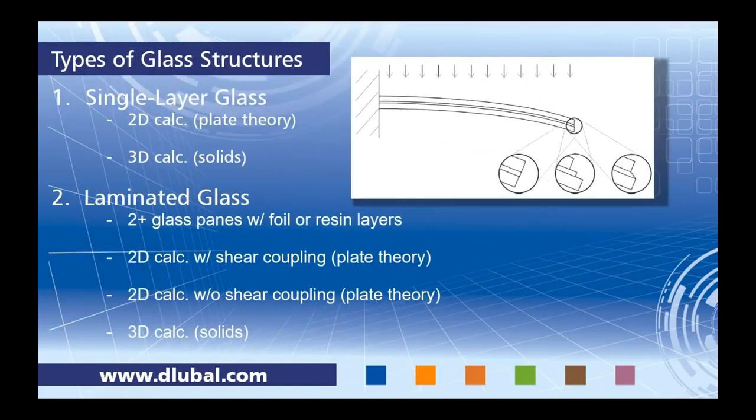So there are three different types of glass structures. The first is single layer glass. Now, when we are considering the use of our add-on module RF-GLASS, we have two options when it comes to single layer glass. We can run a calculation according to a 2D calculation utilizing plate theory. The second option is a 3D calculation utilizing solids. So this would, instead of using 2D surface elements for plate theory, for solids, we will utilize three-dimensional finite elements.